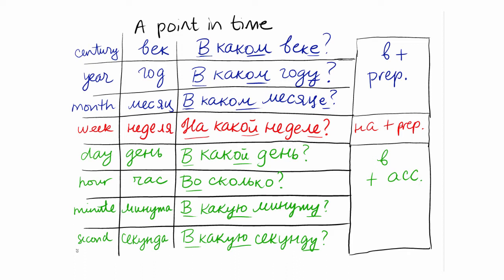Then with smaller units of time, starting with the day, you use в plus accusative. So on what day? В какой день? Or if you're talking about a specific day like в среду, в пятницу, в воскресенье, в понедельник. At what hour? Во сколько? В 2 часа. It also applies to minute, минута, and секунда, second. В какую минуту? В какую секунду?